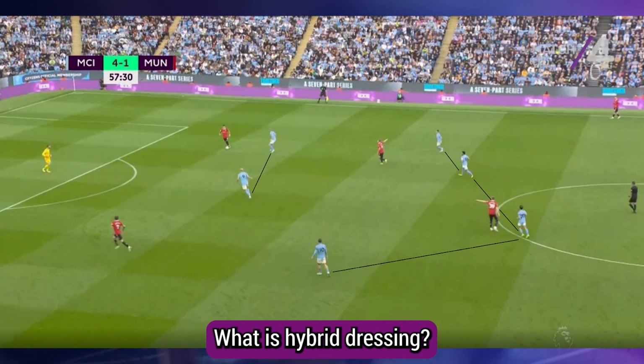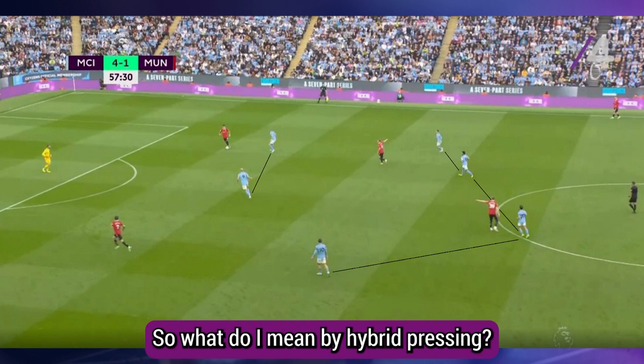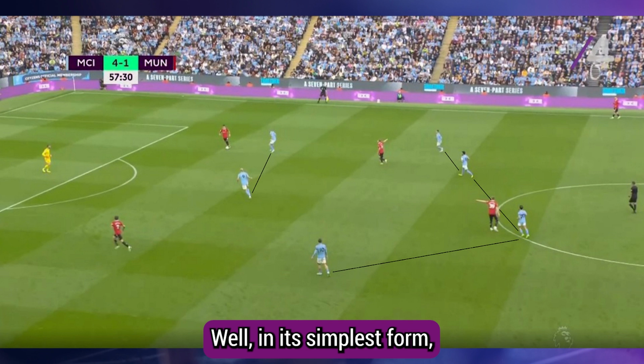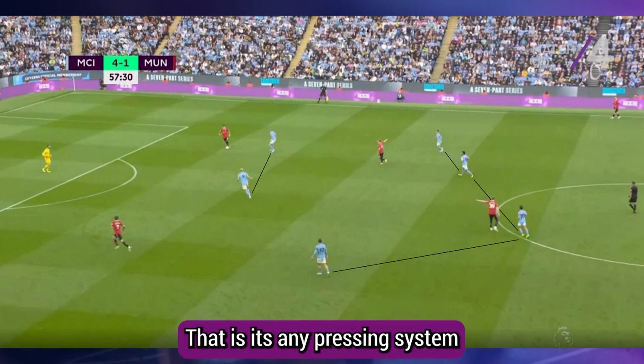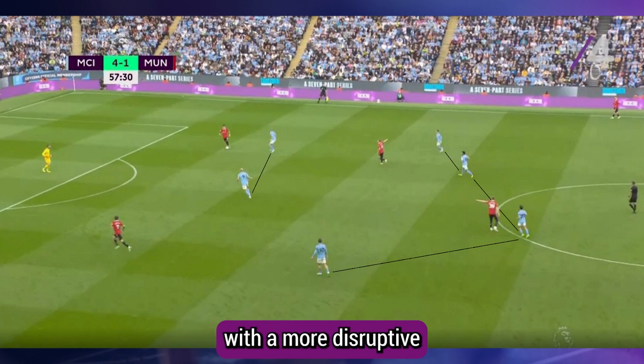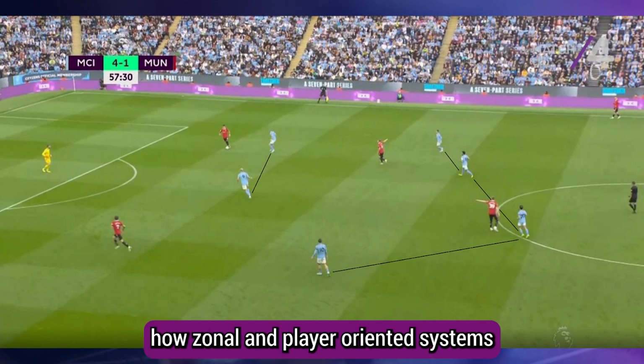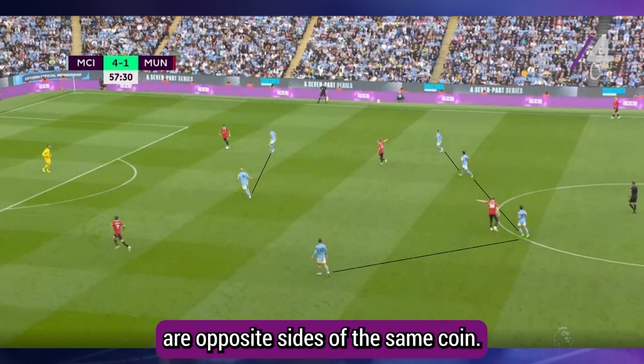What is hybrid pressing? So what do I mean by hybrid pressing? Well, in its simplest form, hybrid pressing systems are those systems which are going to try and enjoy the benefits of both zonal and player-oriented systems. That is, it's any pressing system which is going to try and balance a structured zonal approach with a more disruptive player-oriented approach.